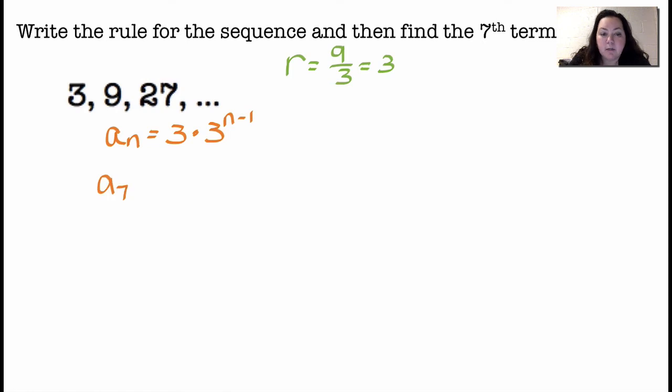So a sub 7 equals 3 times 3 to the 7 minus 1. I just plugged in 7 everywhere I had an n. 7 minus 1 would be 6. So I would do 3 to the 6th power, which means 3 times 3 times 3 times 3 times 3 times 3. Okay, I don't want to do that. I would rather just plug 3 to the 6 into the calculator. So you would press 3, then that x to the y button, then 6, then equals, and that would give you what 3 to the 6 is, and then you'd multiply that by 3, and you should get 2,187.